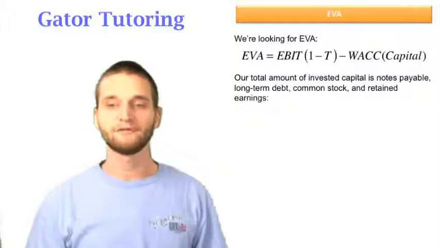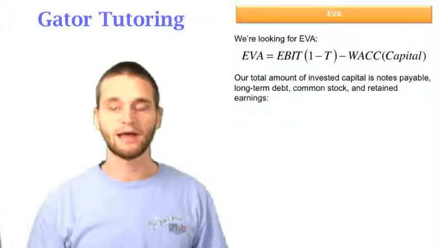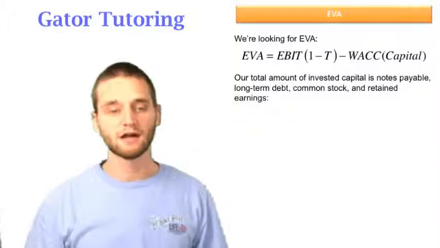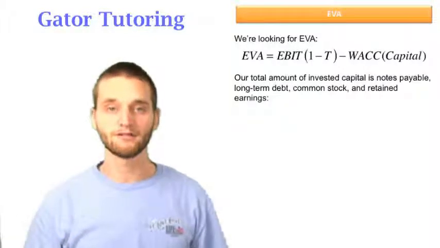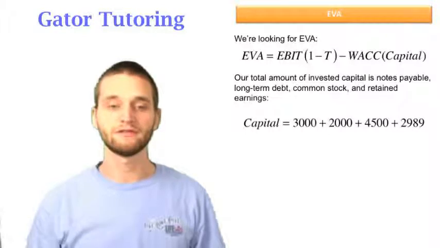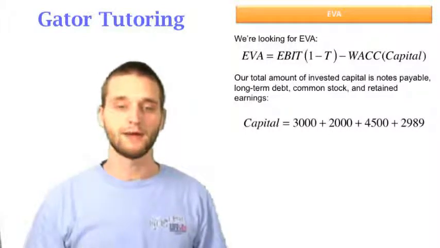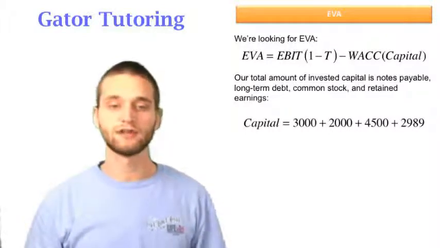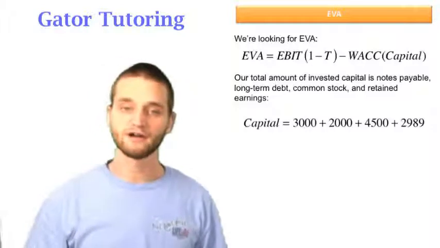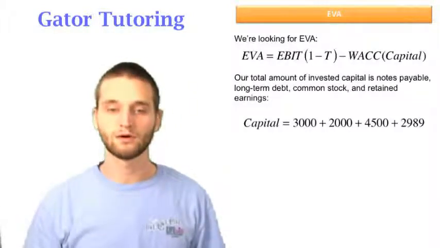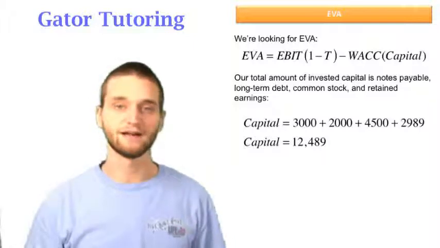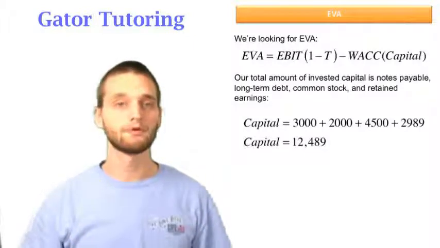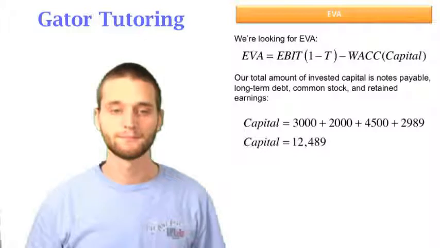So our total amount of invested capital is notes payable, long-term debt, common stock, and retained earnings. These four components make up our invested capital. Well, we're given these numbers in the problem. Notes payable is $3,000, long-term debt is $2,000, common stock is $4,500, and retained earnings is $2,989. So the sum of those is $12,489. This is the total amount of capital that we've raised that we owe interest on.